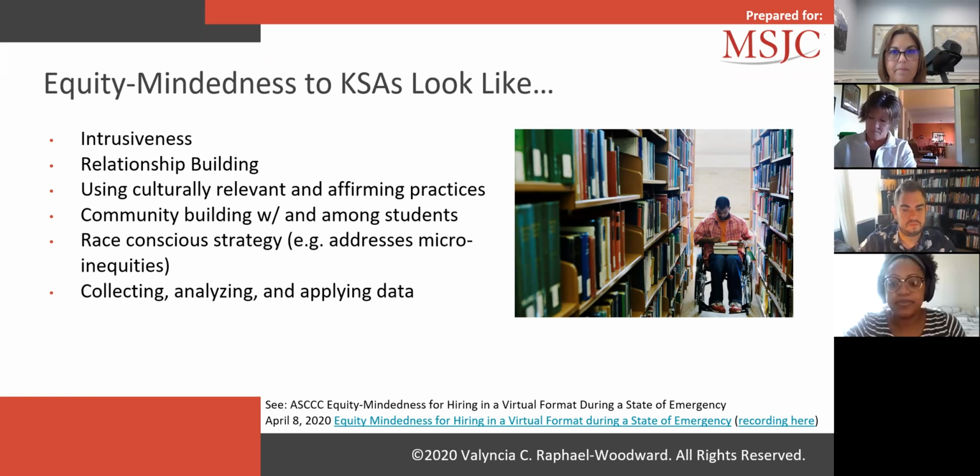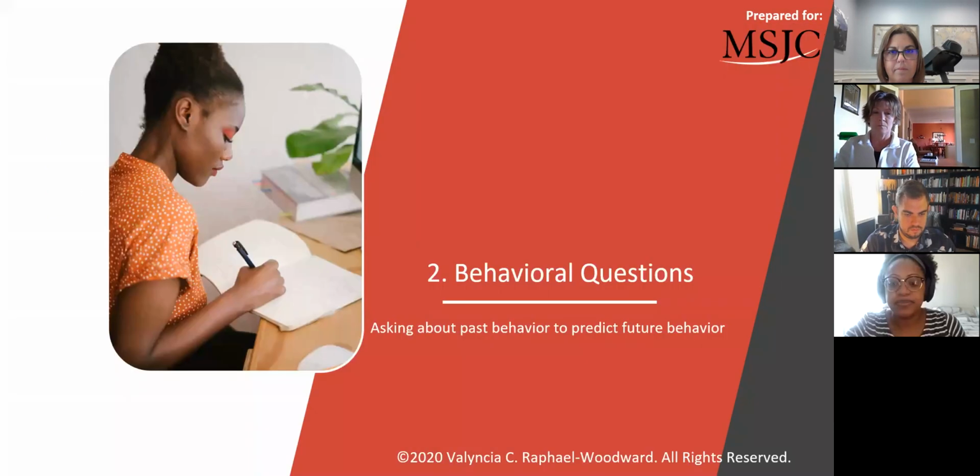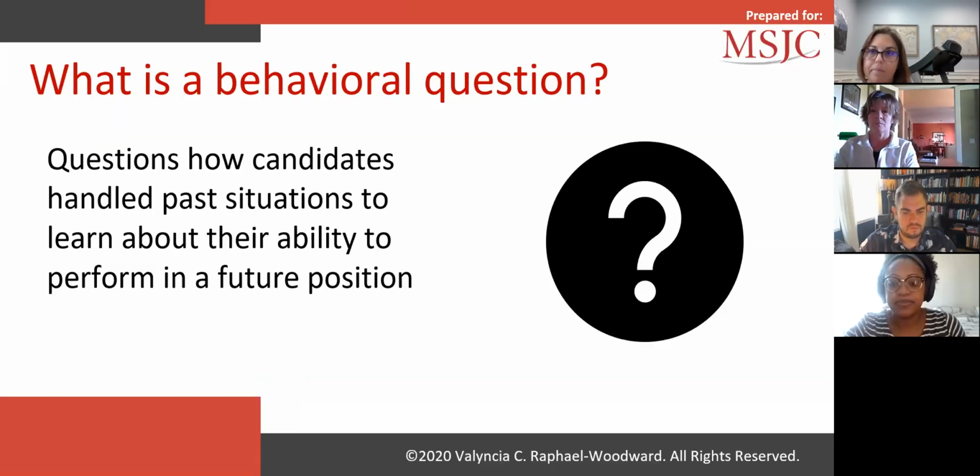So keep these in mind, because as we do some exercises later, we're going to be thinking about how do we assess equity mindedness in the hiring process. And these are some of the ways in which you can design questions around these strategies. So let's jump into behavioral questions. And here we're going to be asking about past behavior in order to predict future behavior or future performance.